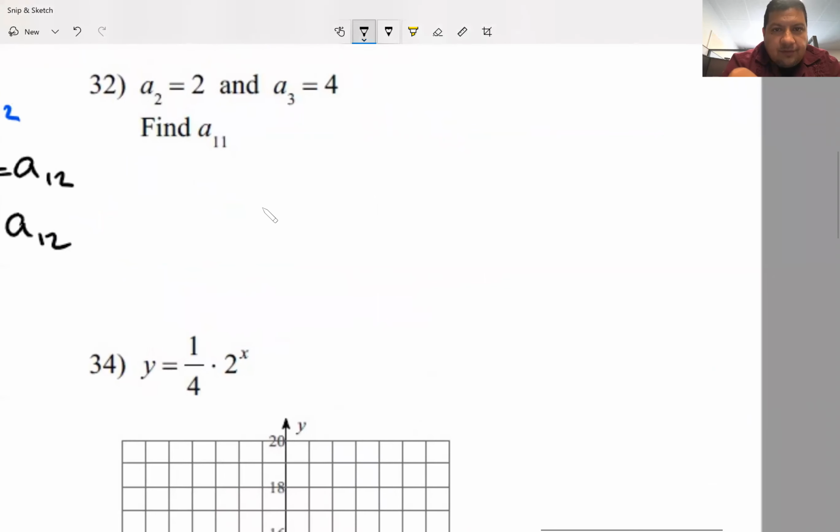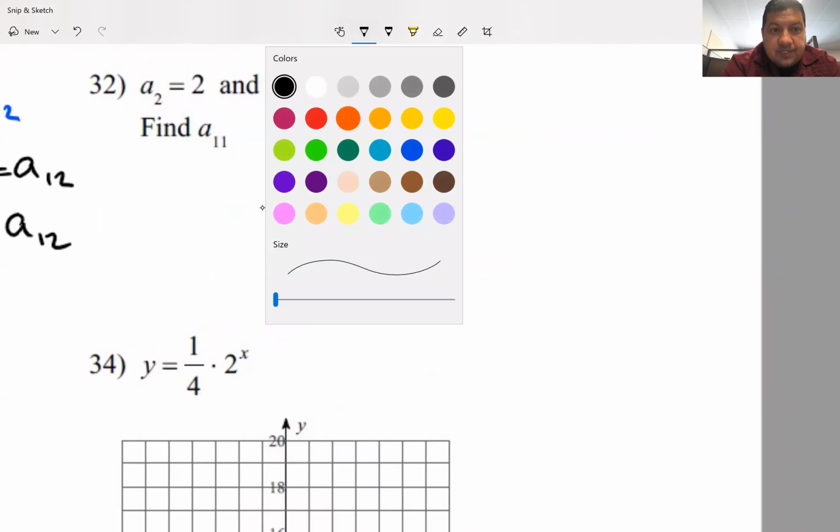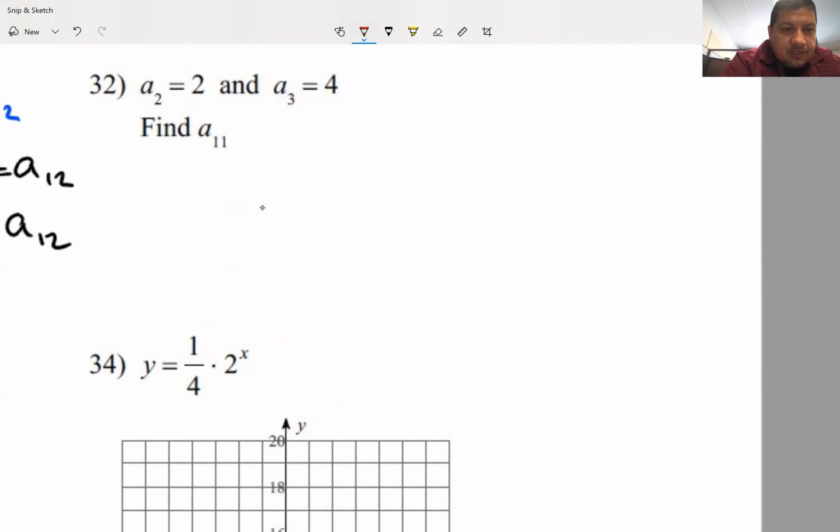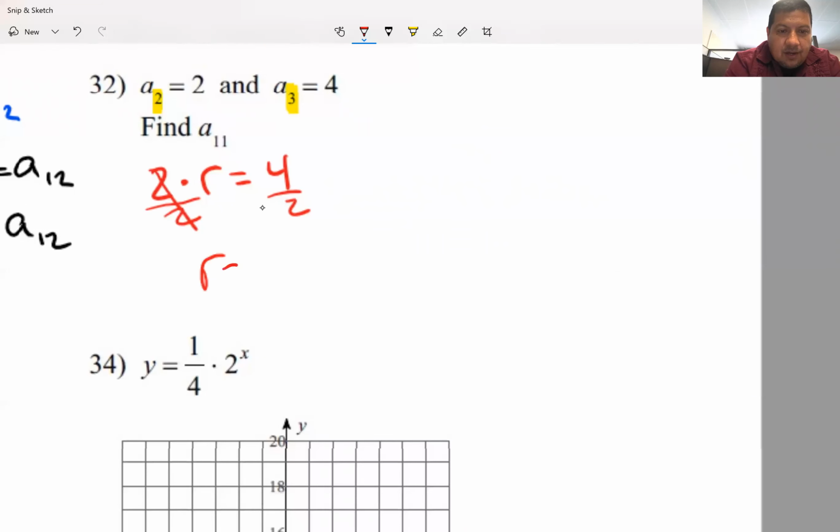The way I'm going to find the ratio, I'm going to use the numbers given. So I'm going to say 2 times the ratio is equal to 4. My exponent of r is just the 1 this time, because when I subtract my subscripts, I get a 1. All right, let me divide by 2. So I get that r is equal to 2. Cool, I have my ratio.